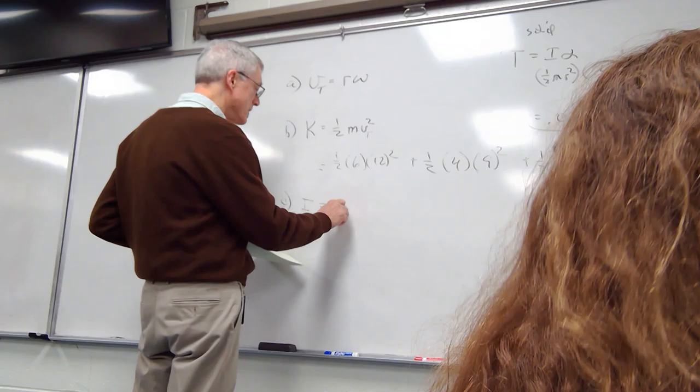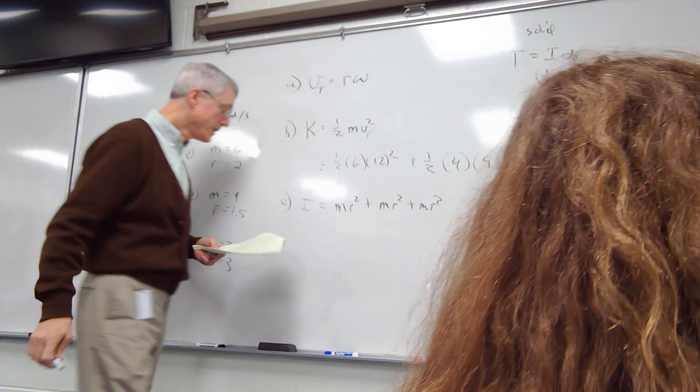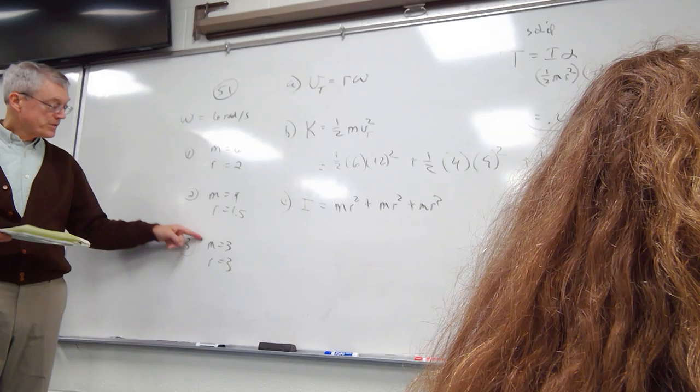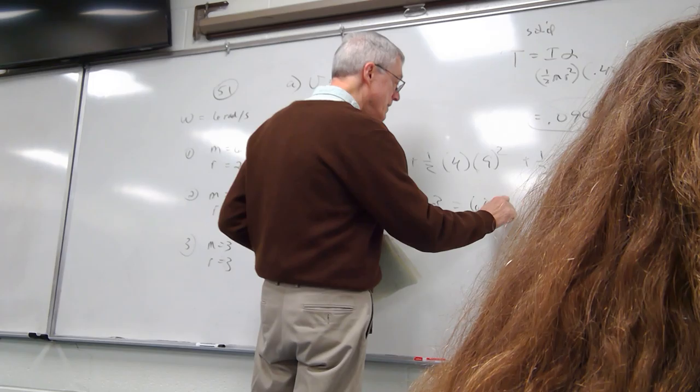mr squared plus mr squared plus mr squared. Okay. That will give you the answer I have is correct for part C. And the m and r for each one are here. So plug all those in and they add up to 60. 60 kilogram meters squared. All right.